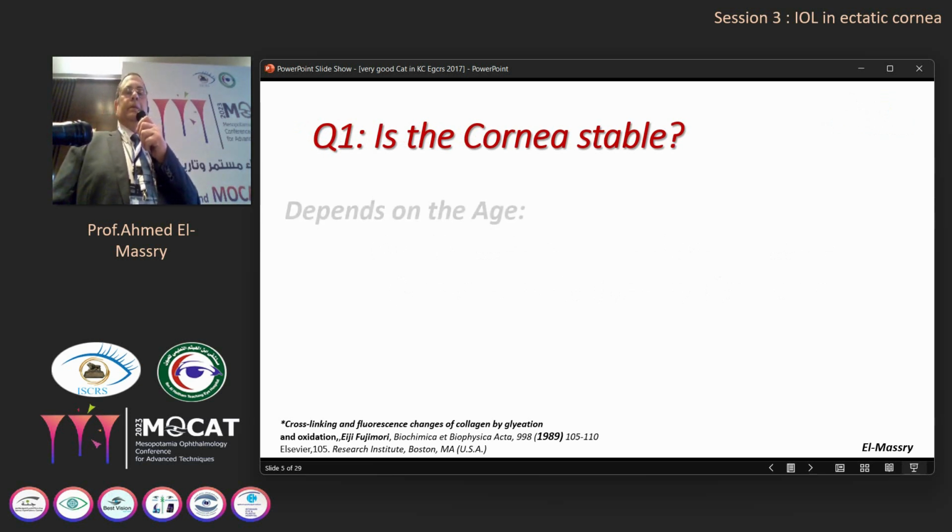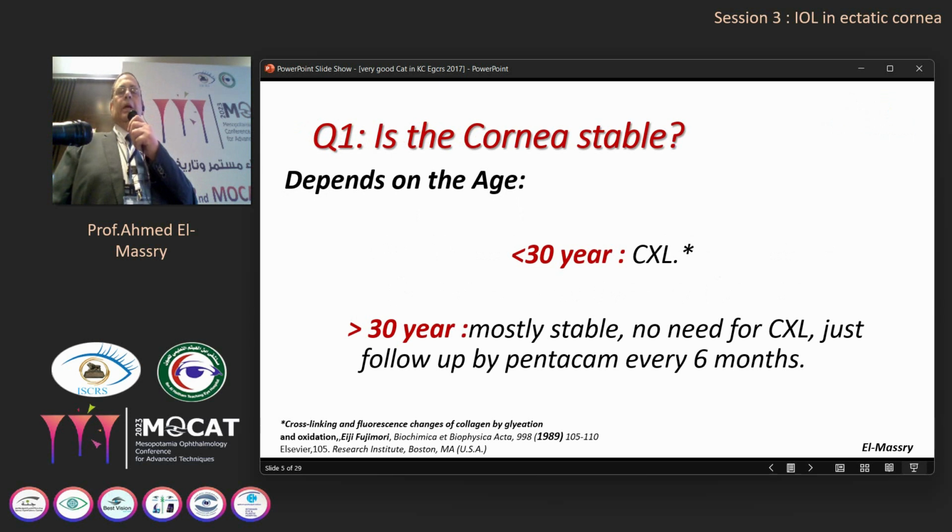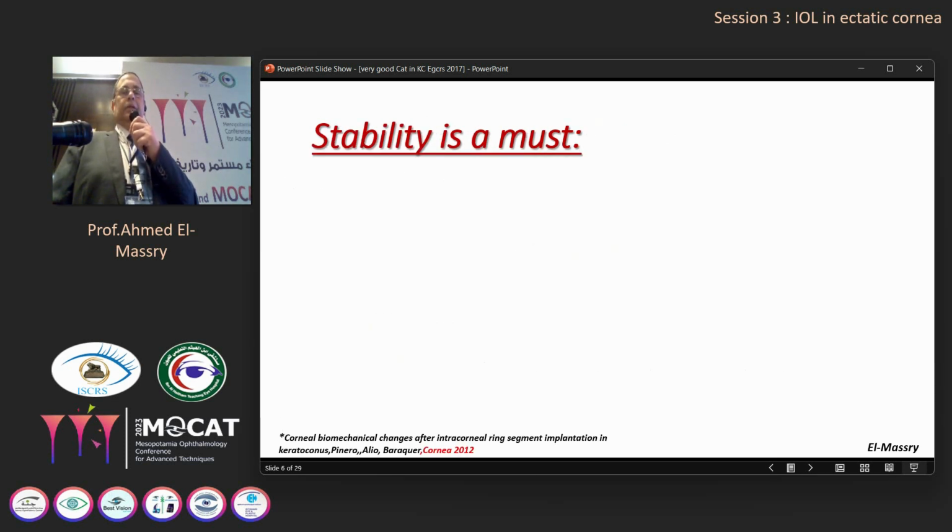First, is the cornea stable or not? This depends on the age. If the patient is less than 30 years of age, we should cross-link the patient before doing any surgery for him. And if he's more than 30 years, we can follow him up. If it is stable, we can proceed for the cataract. If it is progressive, we should cross-link him and then do the cataract.